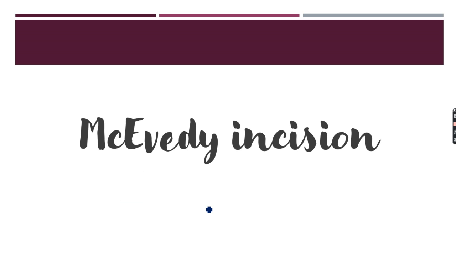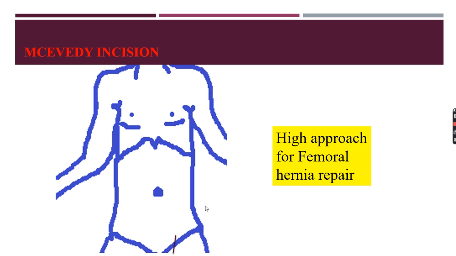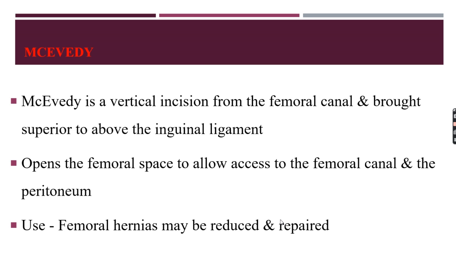And this is probably, I think, the last in this video, the Mcevedy incision. Here you can see this is the inguinal ligament on the left side, and this is the direction of this Mcevedy incision. This Mcevedy incision is used for the high approach for femoral hernia repair. What is the high approach? We'll see.